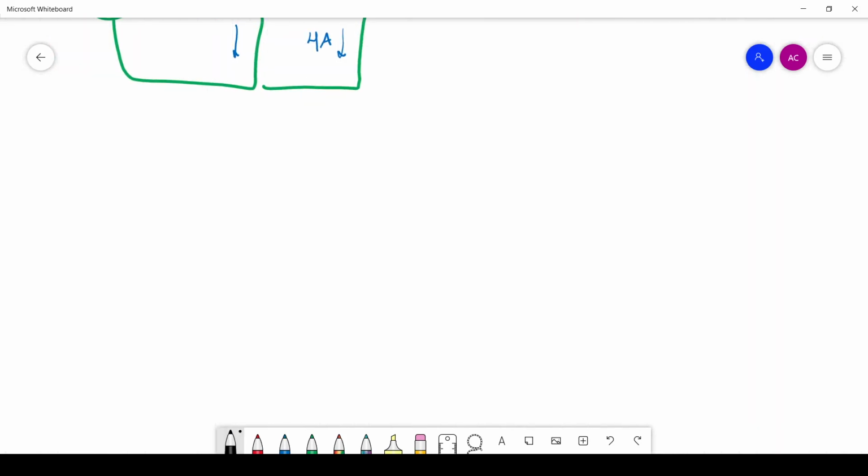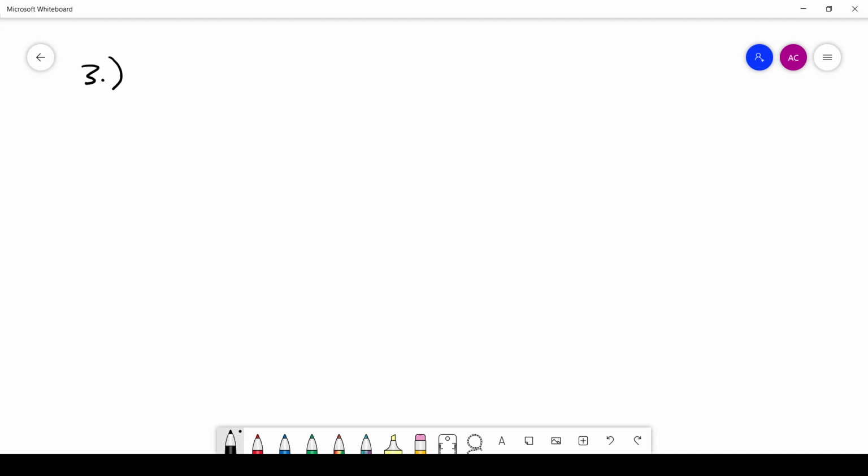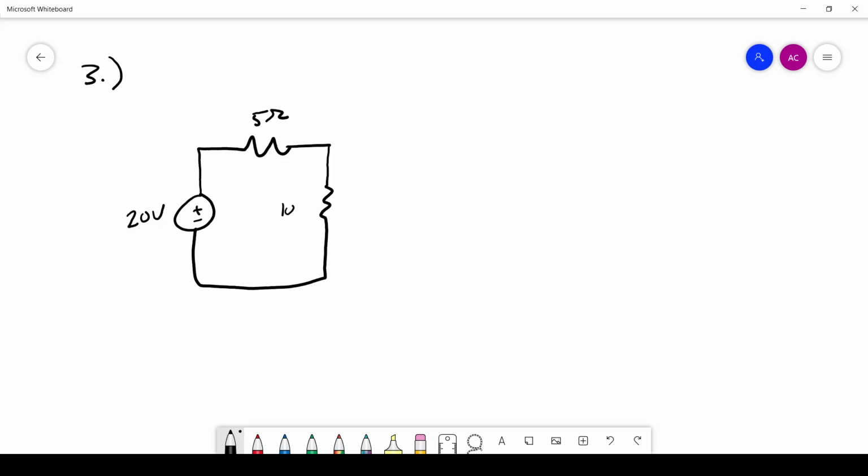All right, so now let's move on to number 3. Now remember, I said these were going to get a little more complicated. So what we have now is a 20 volt source, a 5 ohm resistor in series with this source, and then we have a split between a 10 ohm resistor and another 10 ohm resistor.